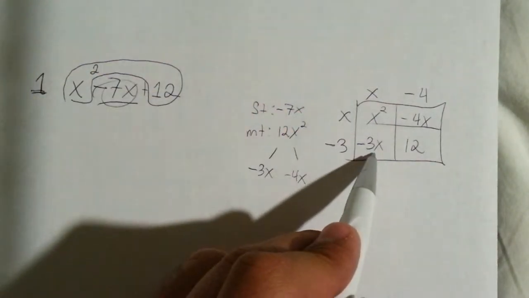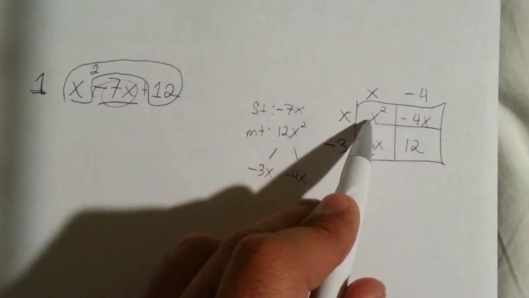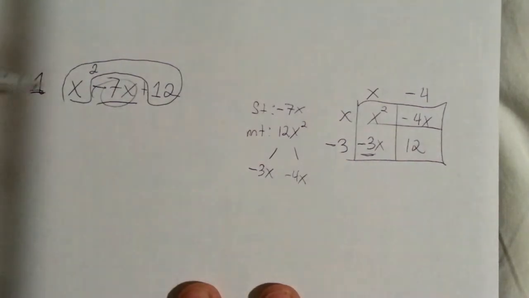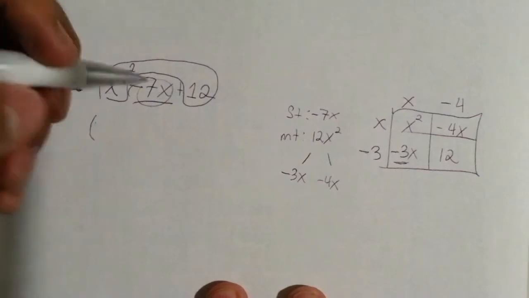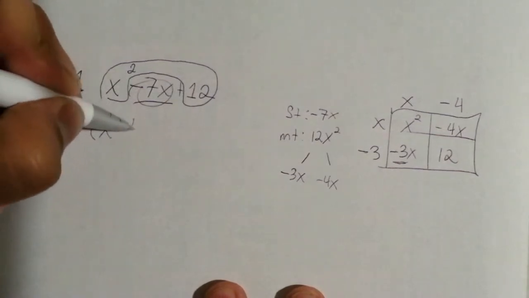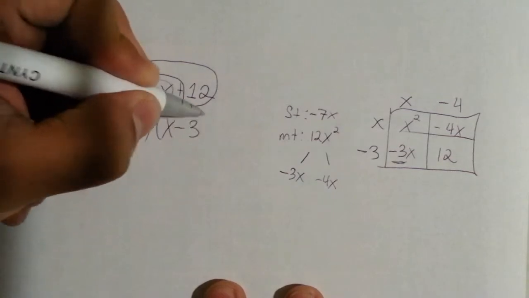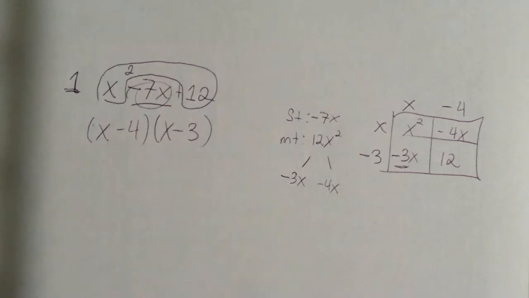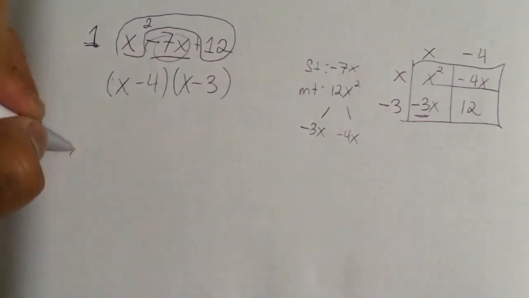If you notice, I'm taking this coefficient and moving it out. This only works when we have a coefficient of 1 on the x squared, and then our 12. So, in this case, the factored form of x squared minus 7x plus 12 would be x minus 4 times x minus 3. So far, so good.